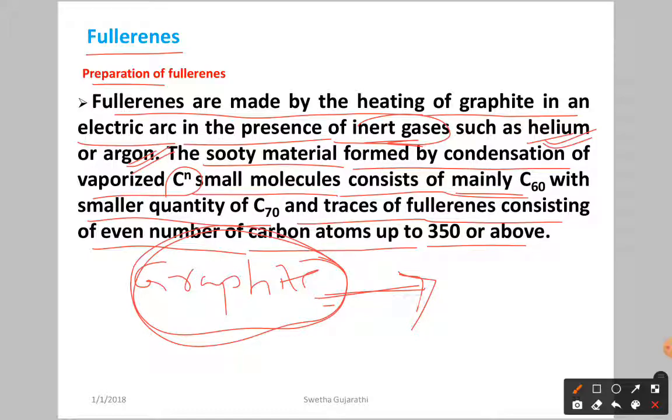Okay, so what happened? You are going to get some sooty material that undergoes condensation, meaning the carbon atoms add together up to what depends on our requirement. Mainly, 60 carbons go together, add together, and you get the fullerene. Sometimes 70 carbons condense together, and sometimes 350 and above. So like that you prepare the fullerenes.